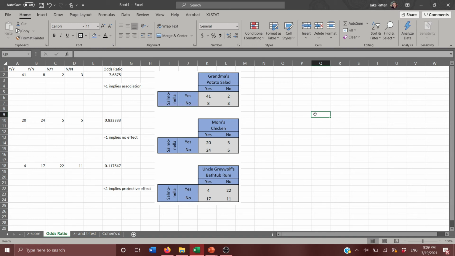Then if you go down and look at Mom's Chicken, 0.83, this is pretty close to 1. A 1 implies no effect. It basically means the people are just randomly distributed throughout. Who got salmonella is randomly distributed. It makes no difference whether they ate Mom's Chicken or not. They could have, they could not have, and they ended up getting salmonella or not kind of randomly. So it's equal. There's no effect of Mom's Chicken.